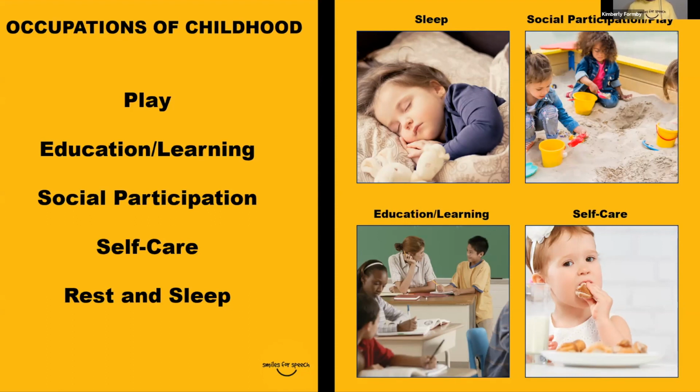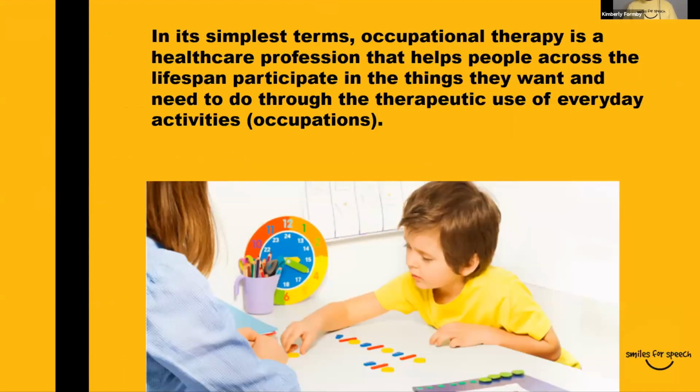So that's where an occupational therapist comes in and can help with a child being able to participate in these roles. So in its simplest terms, occupational therapy is a healthcare profession that helps people across the lifespan participate in the things that they want and need to do through the therapeutic use of everyday activities, or those occupations. So an occupational therapist truly works with people throughout the entire lifespan.